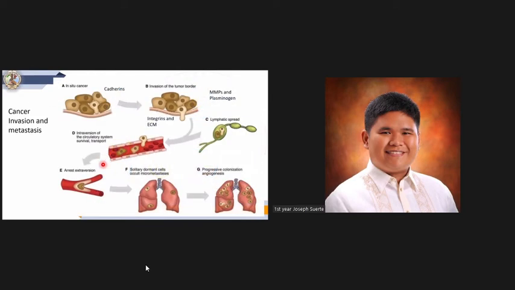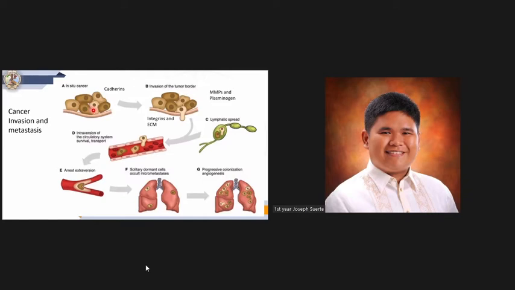So for cancer invasion and metastasis, this picture here shows a very good picture for cancer invasion. For example, this is your group of cells, and then this one cell here is our cancer cell. This is your basement membrane, and if cancer cells have not yet invaded through your basement membrane, they are called your in situ cancer.